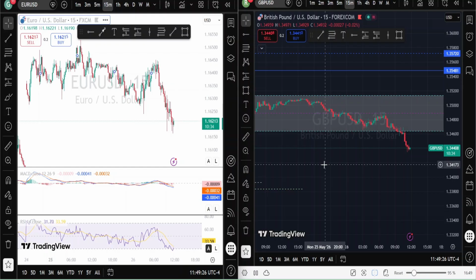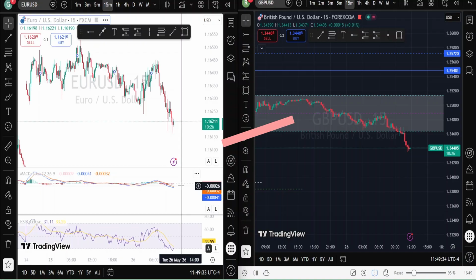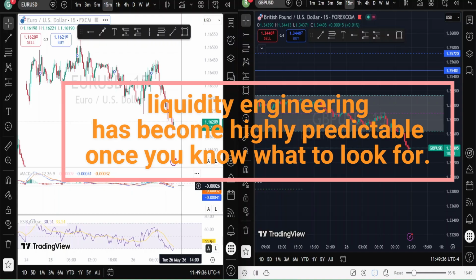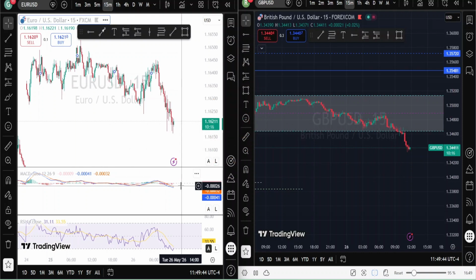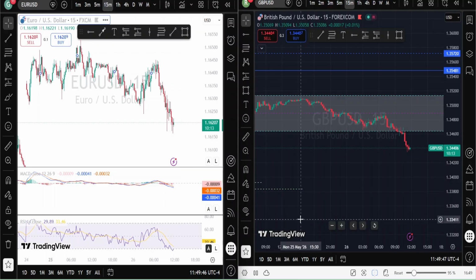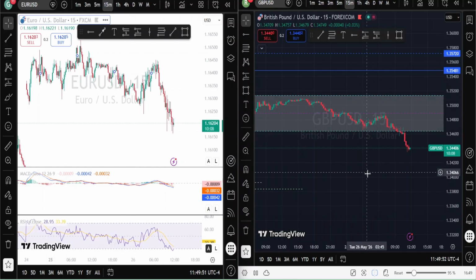Especially in this 2026, this approach is more powerful than ever. Why did I say so? With algorithmic trading dominating the market, liquidity engineering has become highly predictable. And once you know what to look for, you will know exactly what you're doing. The central banks, the large institutions, all of them operate around those liquidity levels that we mapped out. When you learn to see the market through this lens, suddenly the charts will start making sense. You will know exactly what to do.